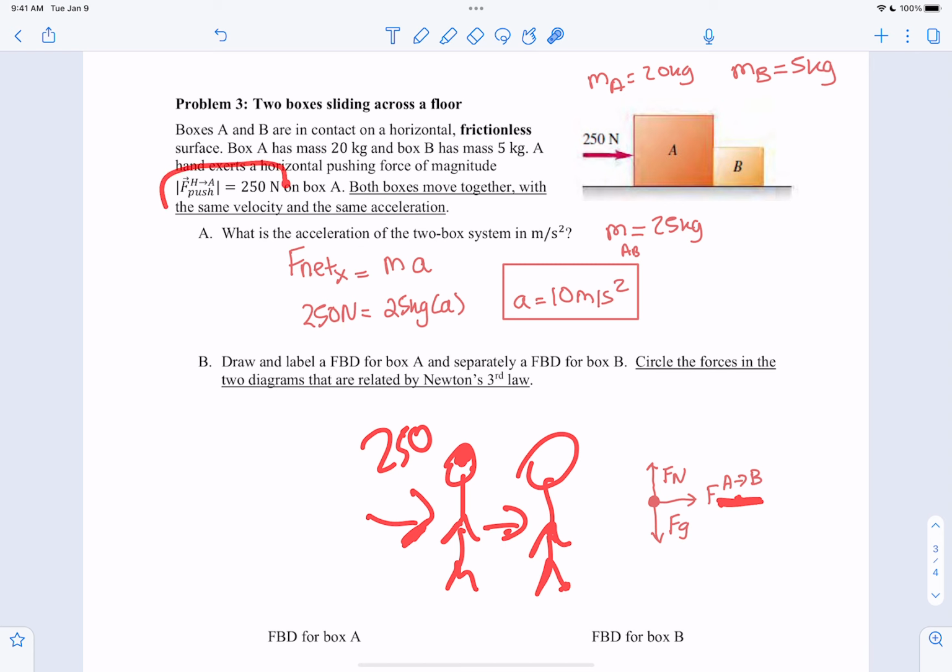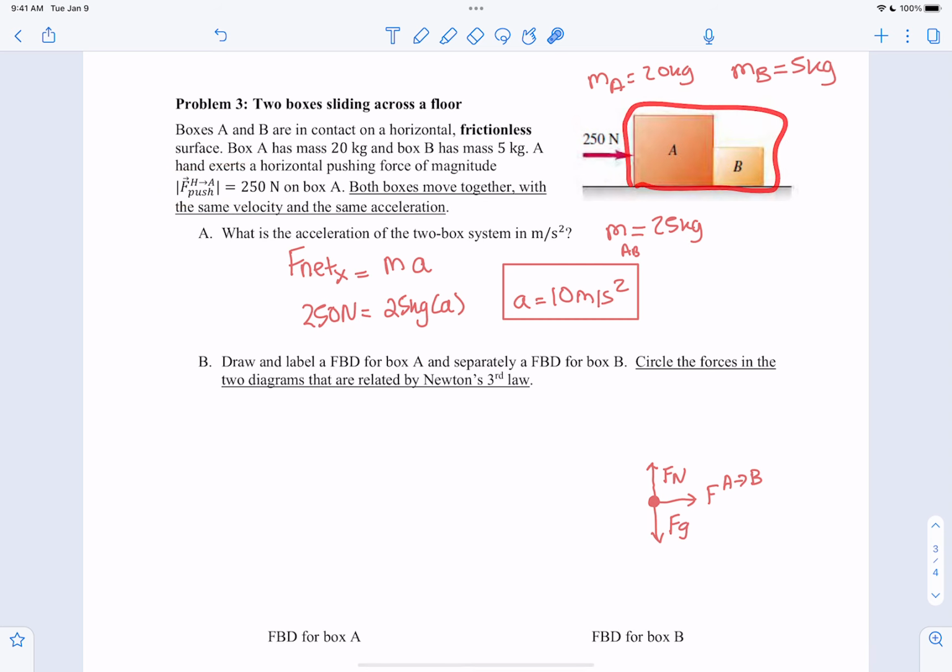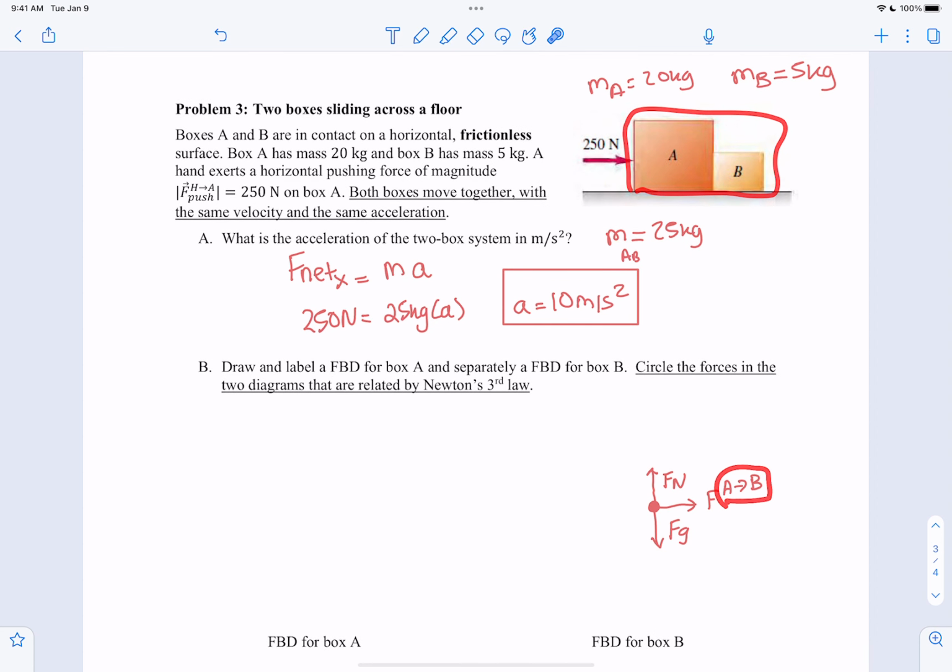This 250 newtons is like if we were glued together and we're pushing, because technically these objects are glued together, but we're looking at this A to B as what B would feel from A. So if I'm standing in a line, someone pushes me, and I fall into the person in front of me, it's what that person in front of me feels, part of that 250 newtons.